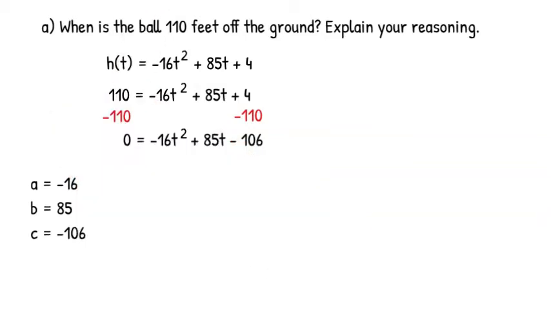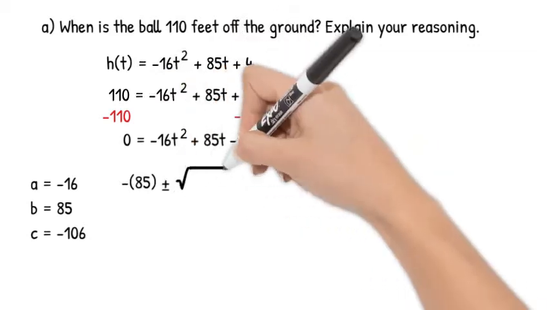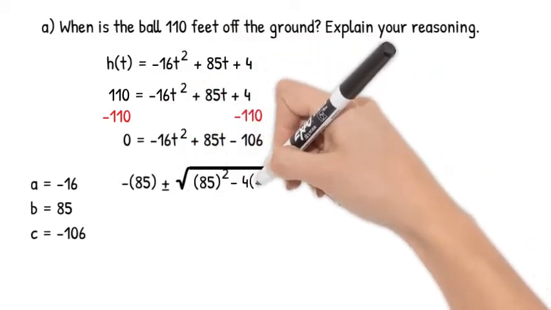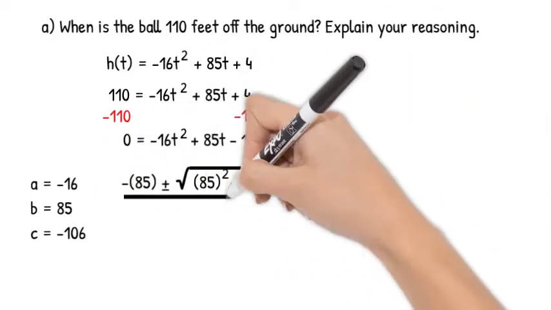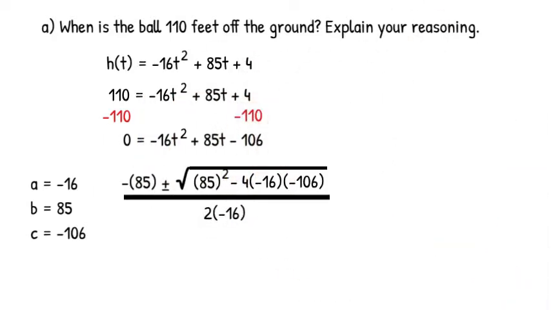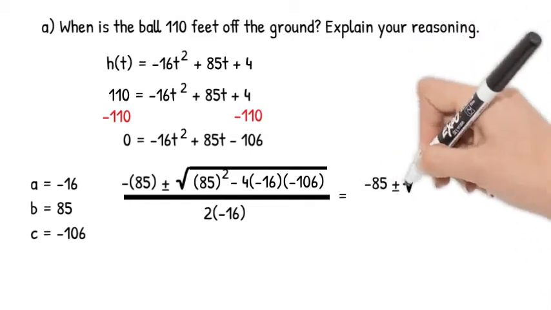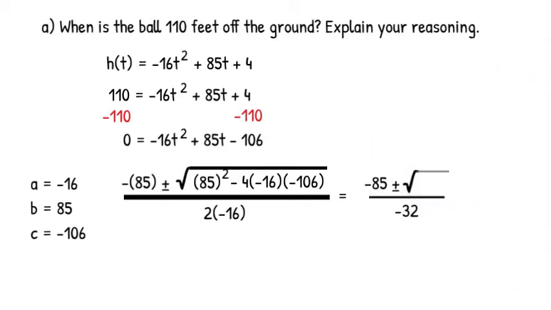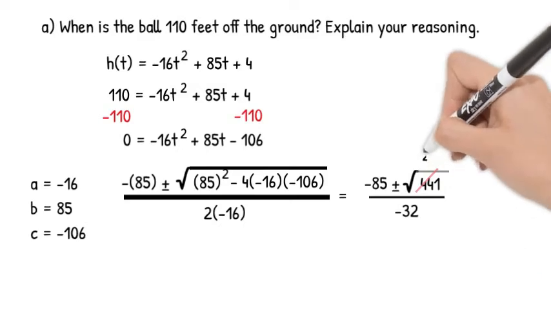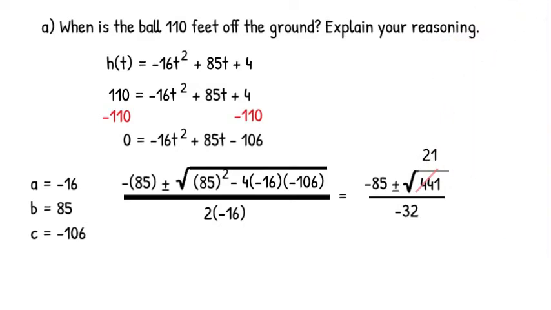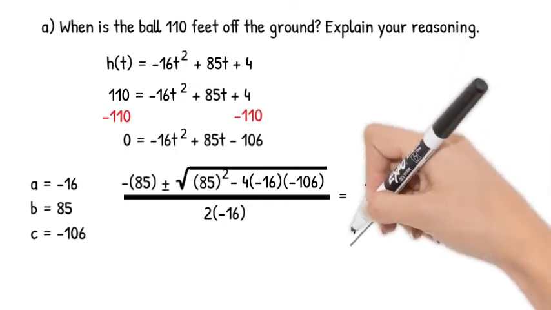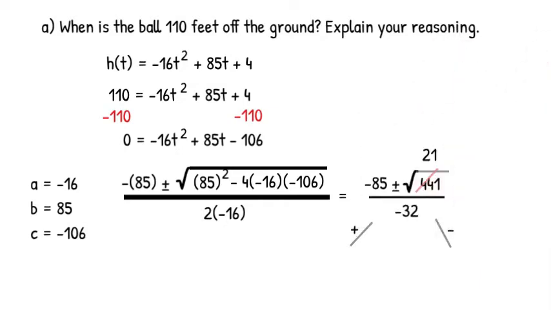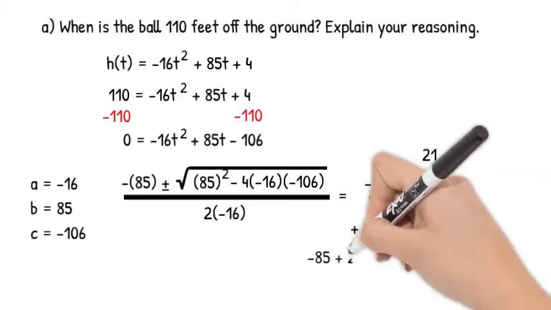And we're going to plug that into our quadratic formula. So negative 85 plus or minus the square root of 85 squared minus 4 times negative 16 times negative 106, all over 2 times negative 16. Let's simplify that a little bit. We end up with negative 85 plus or minus square root of something over negative 32. Everything under our square root needs to be plugged into our calculator, and we get 441. So I can take the square root of 441, and I get 21. So I have negative 85 plus 21 over negative 32, and negative 85 minus 21 over negative 32.